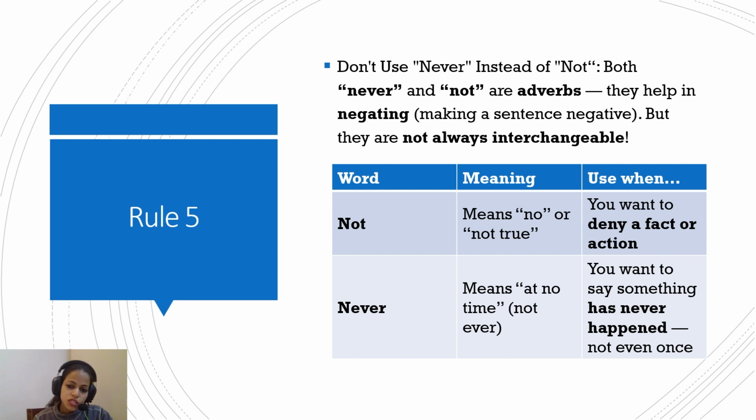But the word never means at no time was this true. It was not true in the past. It is not true now. It will not be true in the future. So you want to say something has never happened, and it has never happened even once. So this is the difference.